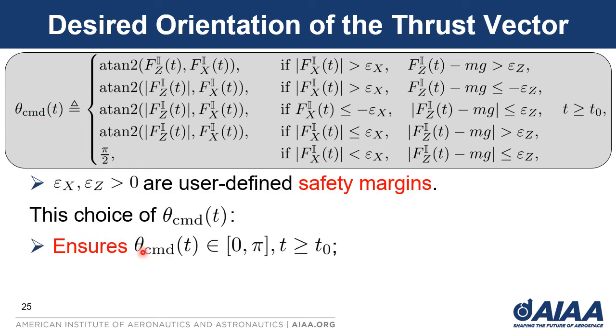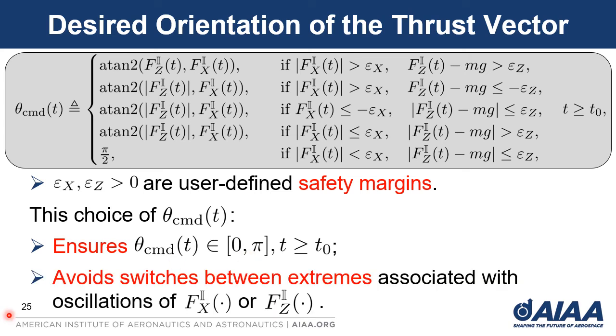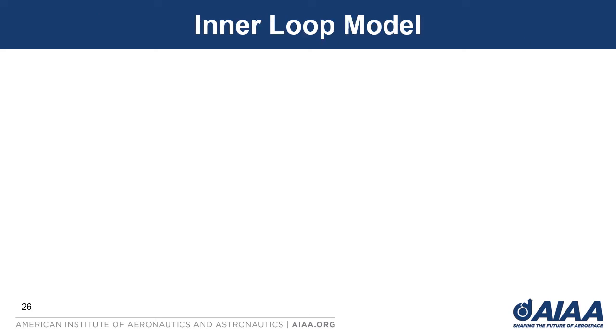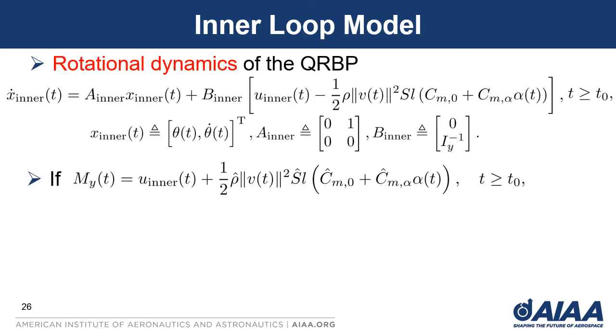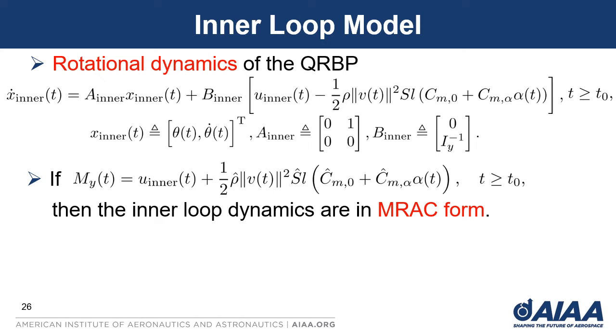This choice of theta command ensures that it is always in the interval 0 to pi, which physically means that the thrust vector does not point towards the ground. And it also helps in avoiding switches between extremes associated with oscillations of Fx and Fz around 0. Here we have the inner loop model, and similarly, it is also in the MRAC form.